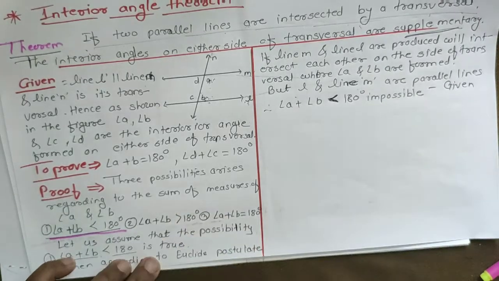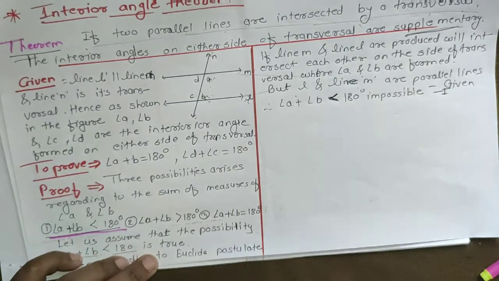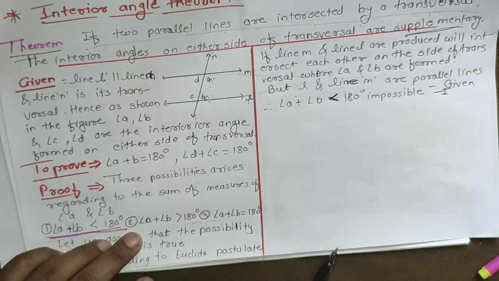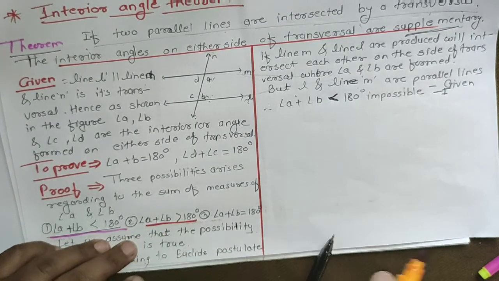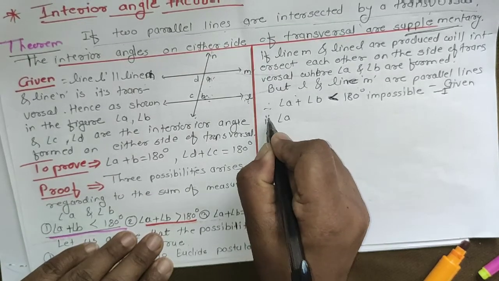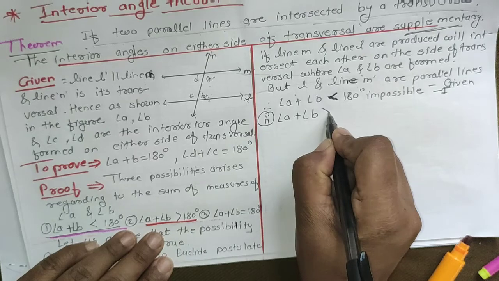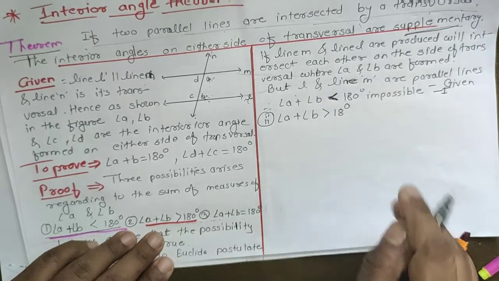Okay, now we showed that it is impossible, and that is our first statement. Now we will see the second one. What is our second? A plus B is greater than 180. So we will solve the second now. That is, angle A plus angle B is greater than 180 degrees.